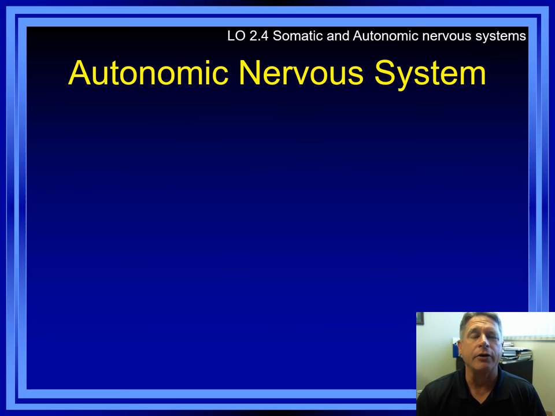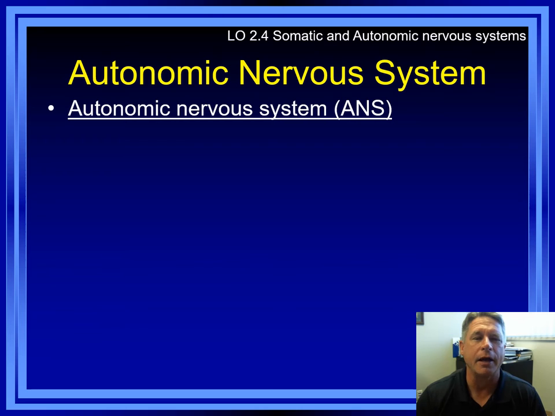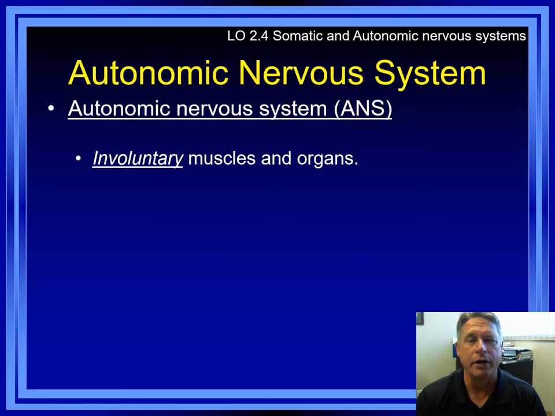Now, if the somatic nervous system handles voluntary muscle movements, it's pretty obvious that the autonomic nervous system, or the ANS, handles involuntary muscles and organs. Those things include things like your heart, your lungs, a lot of your internal workings that really don't just work because they got nothing better to do. They work because the autonomic nervous system tells them to work. And if it did not tell them to work, that would be a very big problem. So it's a great thing that they do in that regard.